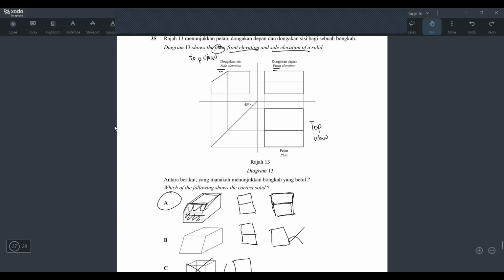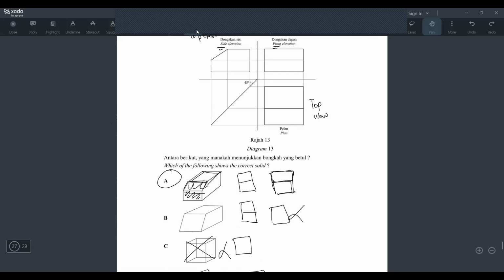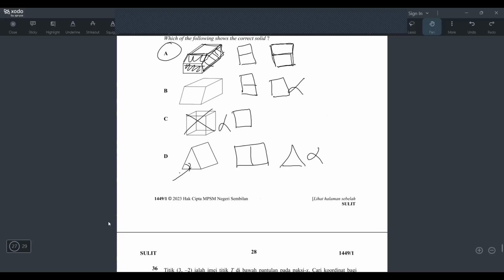But let's check the side elevation also. Let's confirm it. Is it true that it looks like this for the side view? Yeah, the side view is this surface, which is, yeah, this one. So that's the answer, right? So B, C, D are wrong.